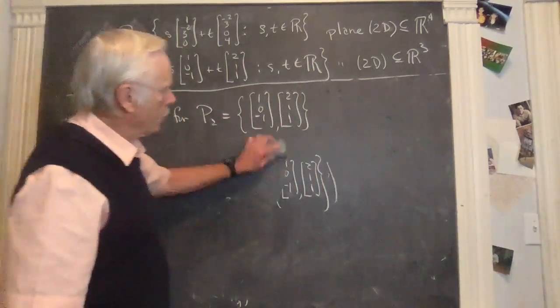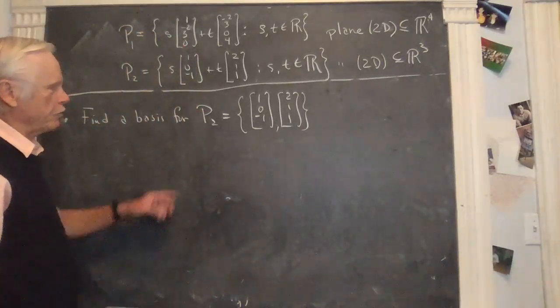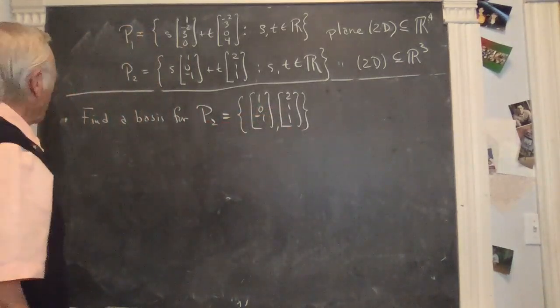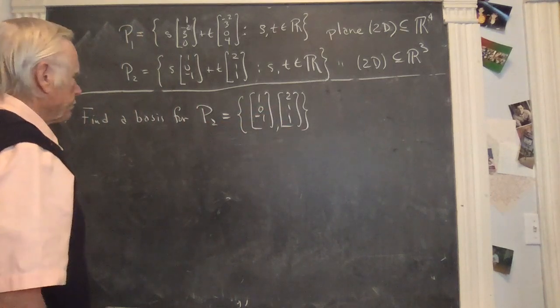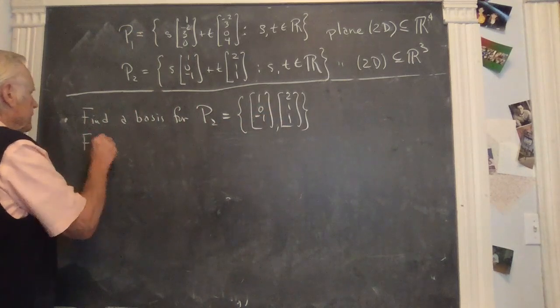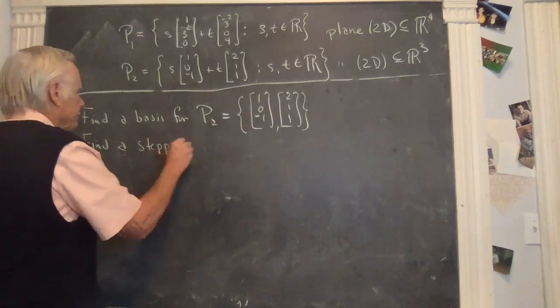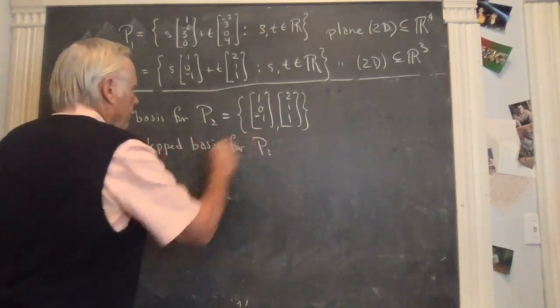So that's in general how you handle a basis problem. It's not always so easy. Sometimes you have to reduce the collection to a collection of linearly independent vectors. In this case, they obviously are. I could also say find a stepped basis for P2.